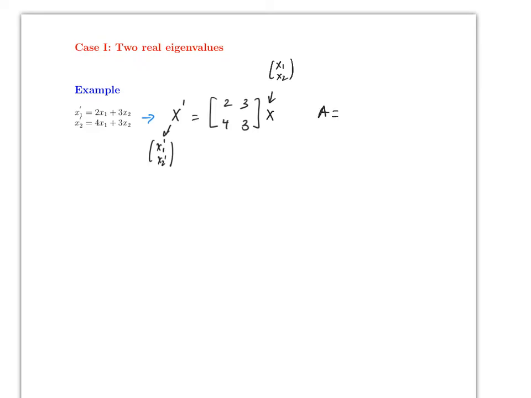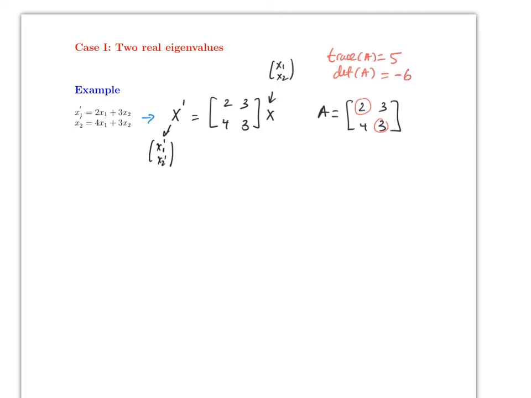So here the value for A is 2, 3, 4, 3. If we want to use the new formula for the eigenvalues, remember we need to find the trace. The trace of A is just this plus that, which is 5. And the determinant of A is equal to 2 times 3, which is 6, minus 12. And this gives you -6.